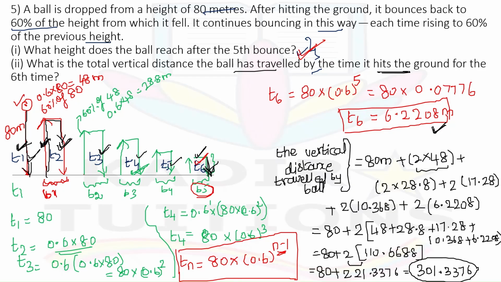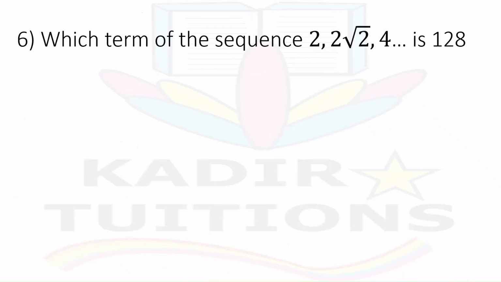We'll see the next question now. So what is our next question? Which term of the sequence 2, 2 root 2, 4 is 128? They did not tell you whether this sequence is an arithmetic progression or a geometric progression. Since it is given under the geometric progression exercise, you may know it is a geometric progression.